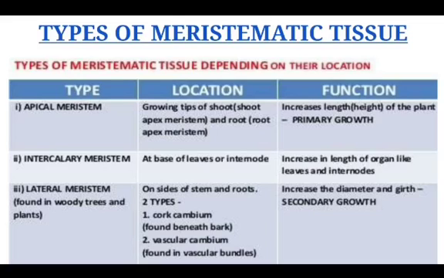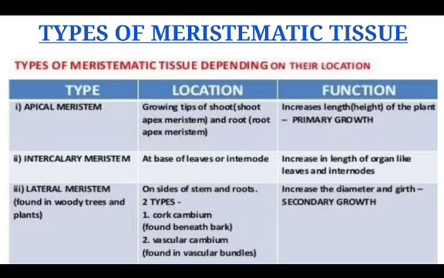First we will see the apical meristem. It is located in the growing tips of root and shoot. Already you know that every plant has two kinds of system, the root system and the shoot system. Below the soil we see the root system, and above the soil we see the shoot system. This apical meristem is found in the growing tips of the shoot and root, and its function is to increase the length of the plant. Its function is primary growth.